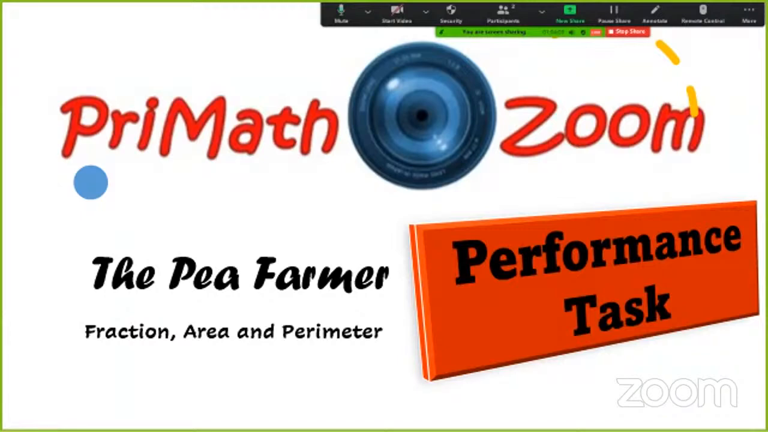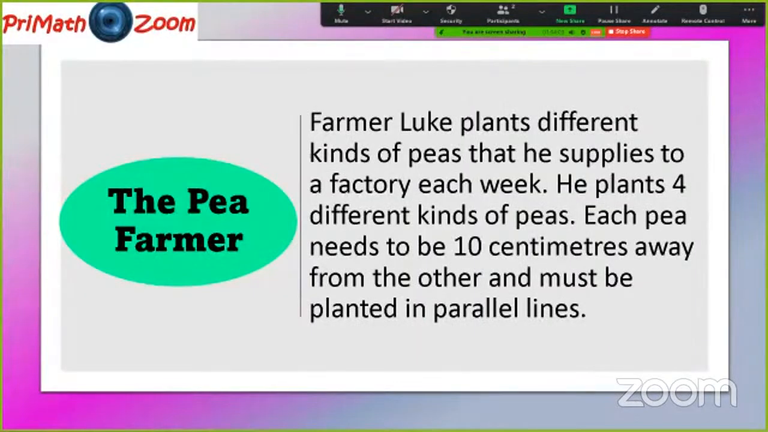All right, so our task is this. Farmer Luke plants different kinds of peas that he supplies to a factory each week. He plants 4 different kinds of peas. Each pea needs to be 10 centimeters away from the other and must be planted in parallel lines.